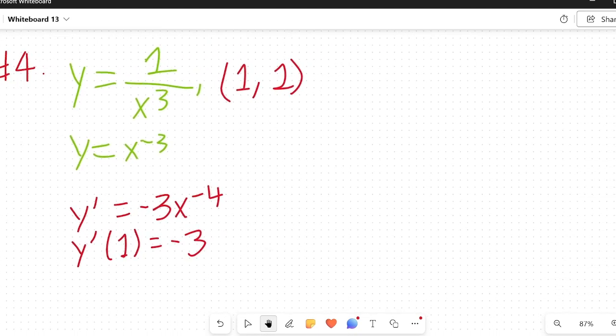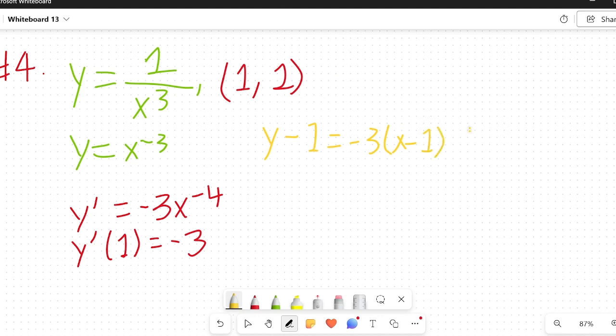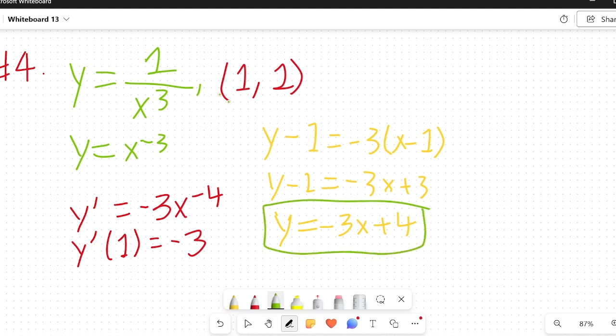So now let's use point slope form. Point slope form: y minus 1 will be equal to -3 times x minus 1, because we just plugged in 1 comma 1 here, and then we plugged in the slope of -3. So now if we distribute, I keep saying differentiate. If we distribute, we're going to get this as our tangent line to this graph of 1 over x cubed at point 1 comma 1.